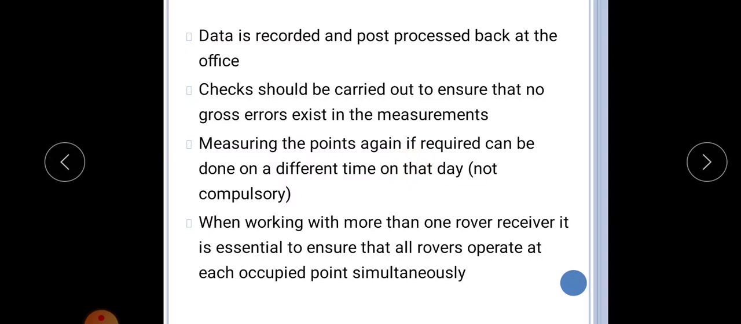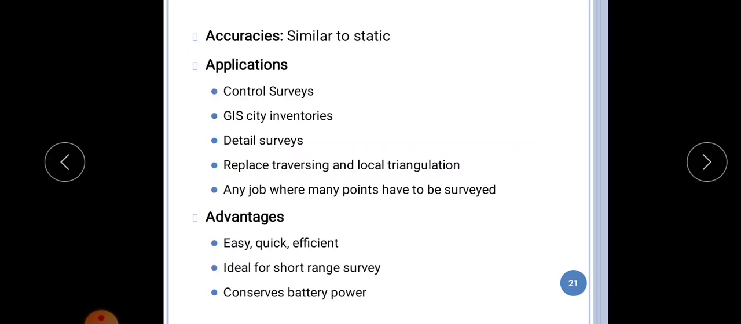When working with more than one rover receiver, it is essential to ensure that all rovers operate at each occupied point simultaneously. That is, if there are more rovers, each of these rovers operates at each occupied point simultaneously. That is, the process will be simultaneous. That is, the data should be received from the same satellites for the different rover stations. And the accuracy is same as that of the static method.